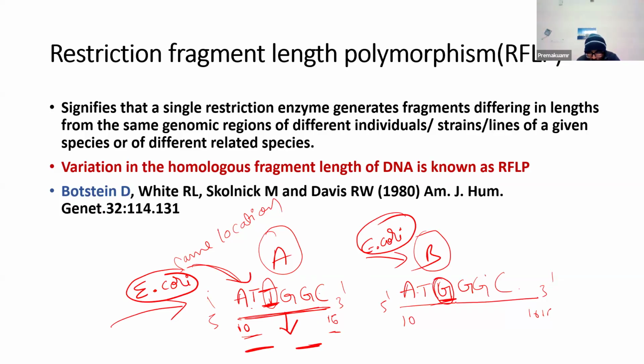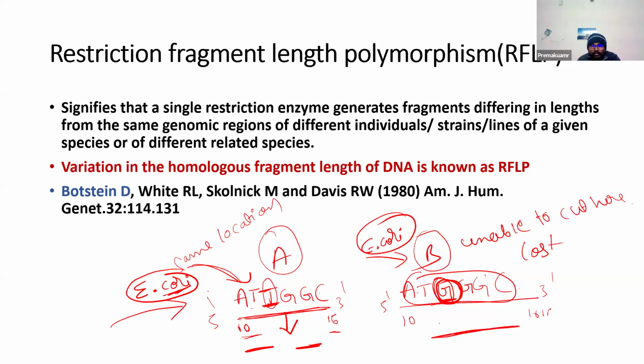But here, due to mutation in this particular allele, the recognition of the sequence will be lost. Means your E. coli is unable to cut here. Unable to cut here. Means here you are getting only a larger fragment, its band is intact.